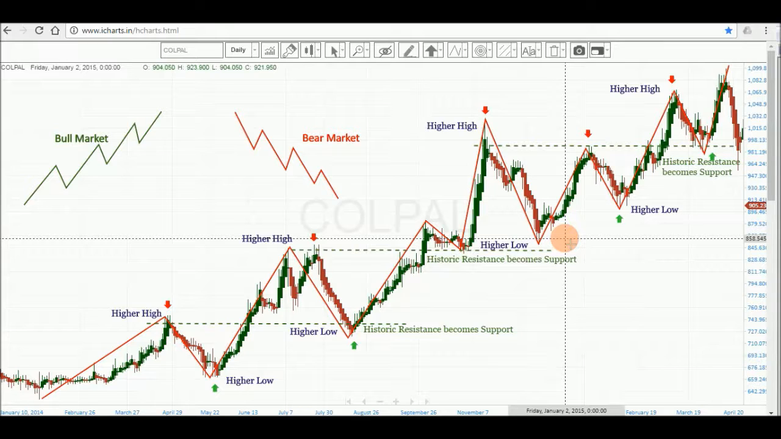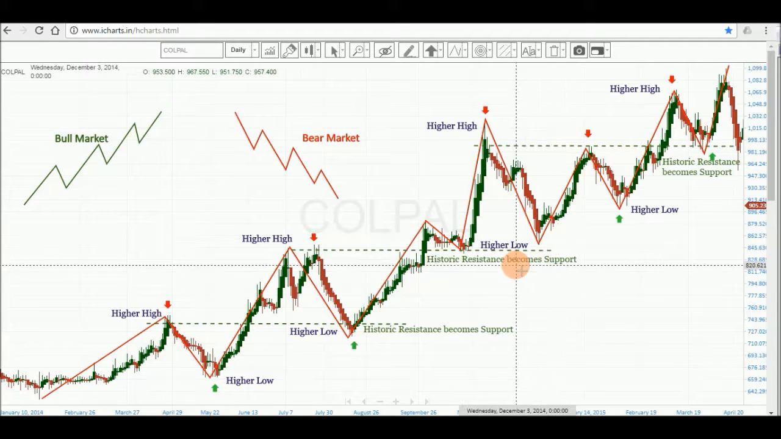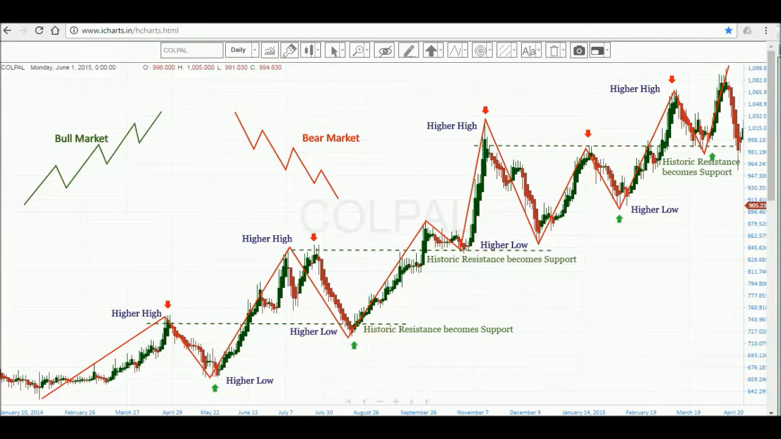If it's favoring you, you could probably buy into that area. Now the second point which I mentioned is about stop losses and how you can use support and resistance to minimize your risk. Let me explain how.